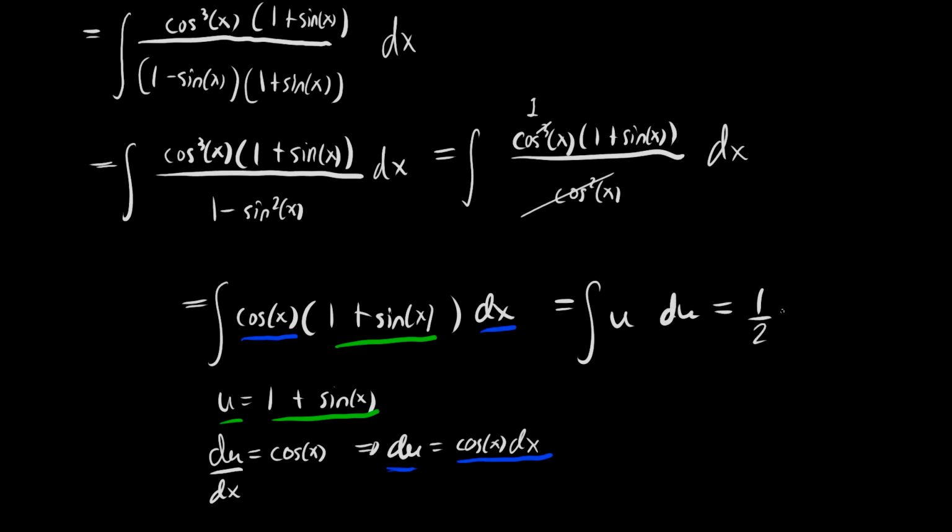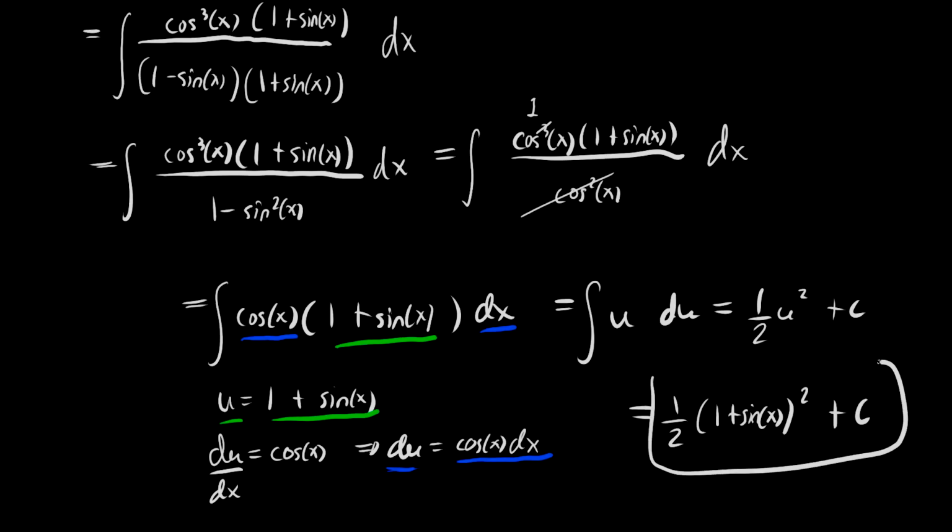This is 1/2 u squared plus c. And now you just have to simplify. You replug your u inside, which was 1 plus sine of x, and that's squared, plus c. And there you go. That's the answer to your problem.